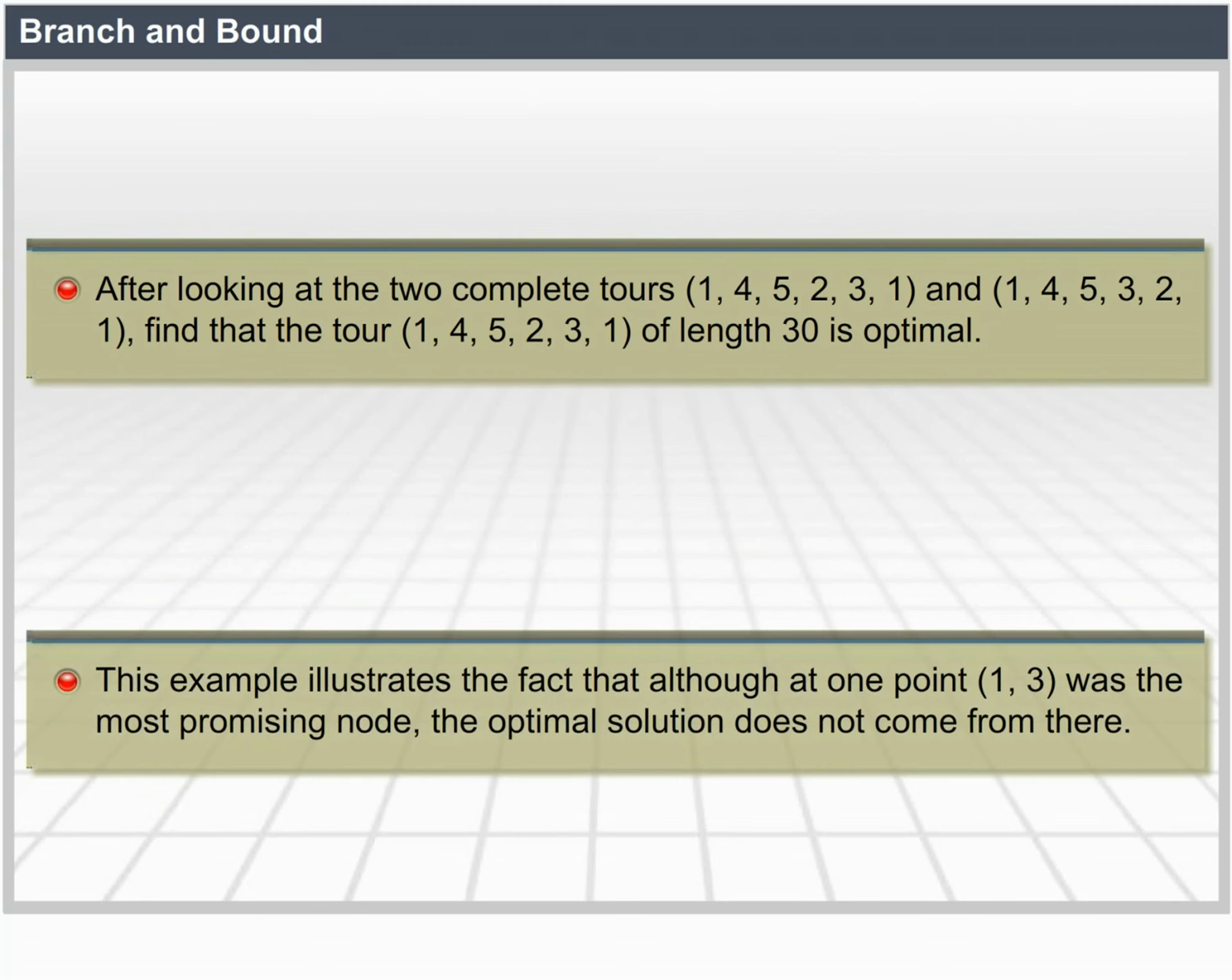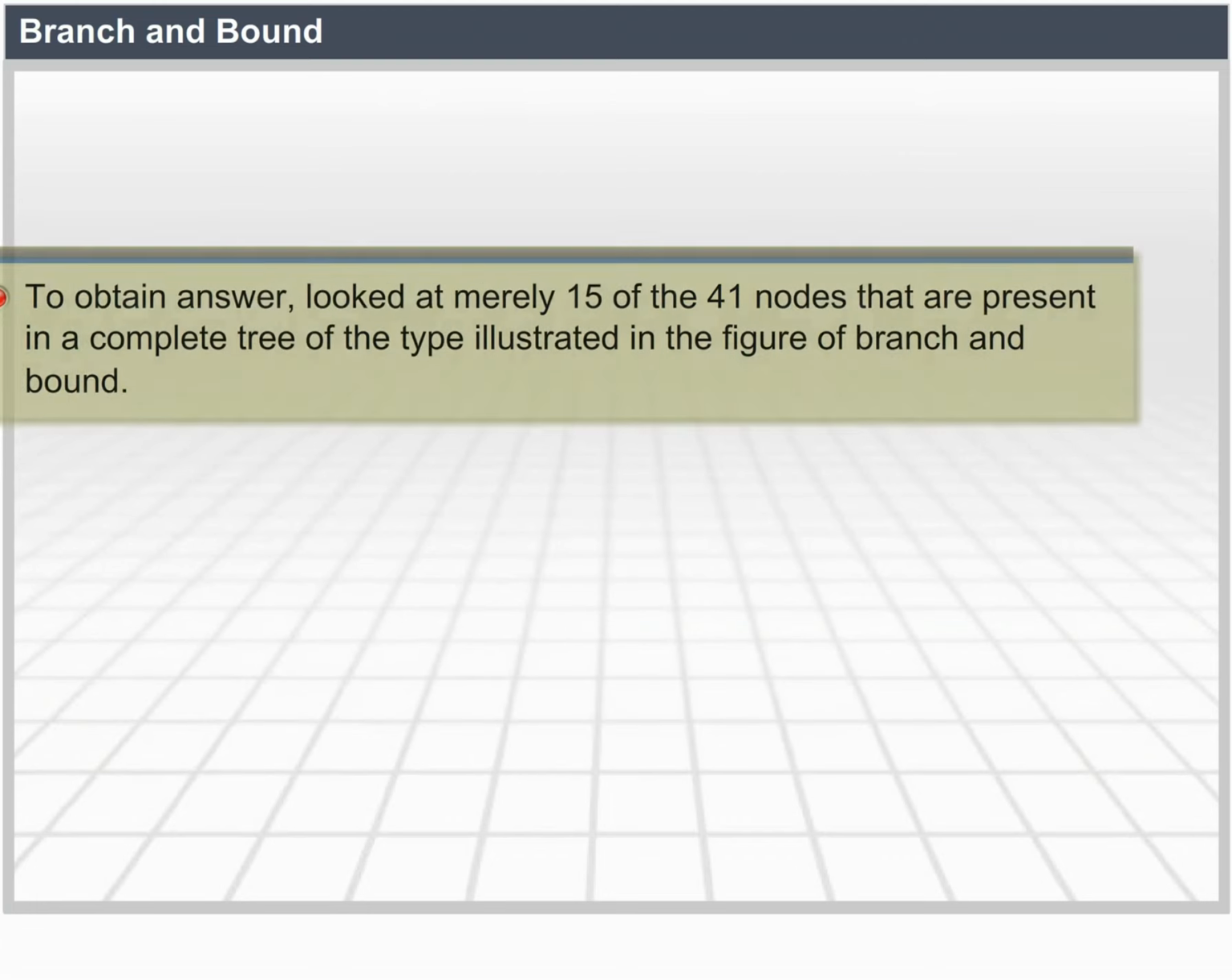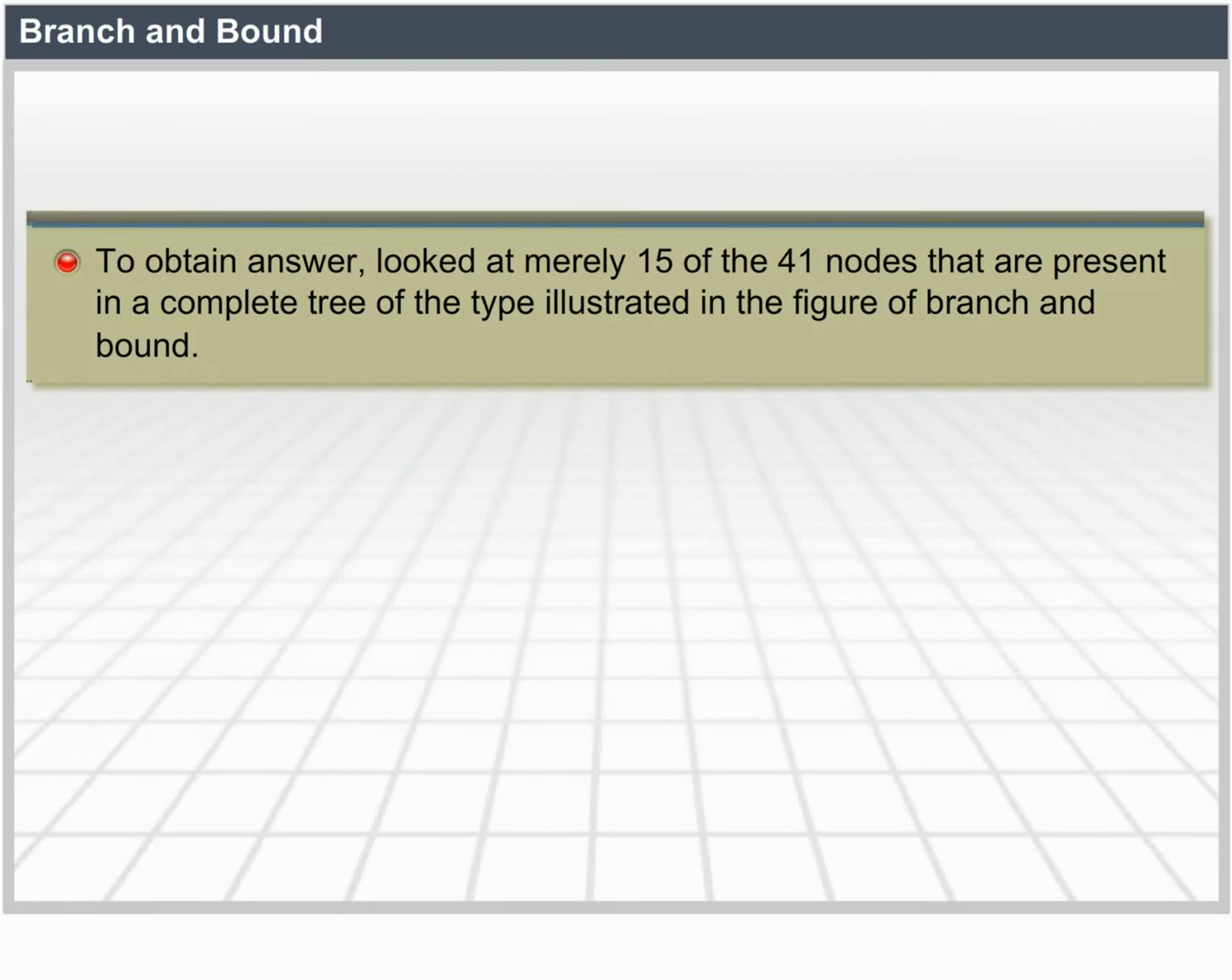This example illustrates the fact that although at one point 1,3 was the most promising node, the optimal solution does not come from there. To obtain the answer, we looked at merely 15 of the 41 nodes that are present in a complete tree of the type illustrated in the figure of branch and bound.